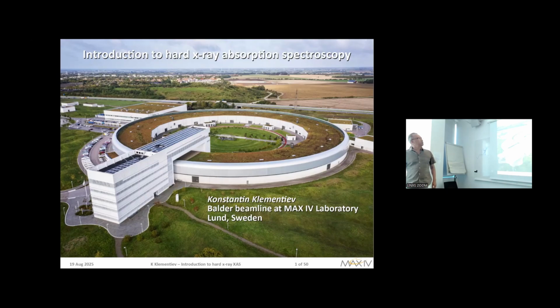Yes, I will. You see the aerial view of Max 4. This is a 1-year-old photograph, roughly. You see two storage rings, one in this square building, 1.5 GeV, one in this larger building. Balder beamline is situated somewhere here on the larger storage ring.